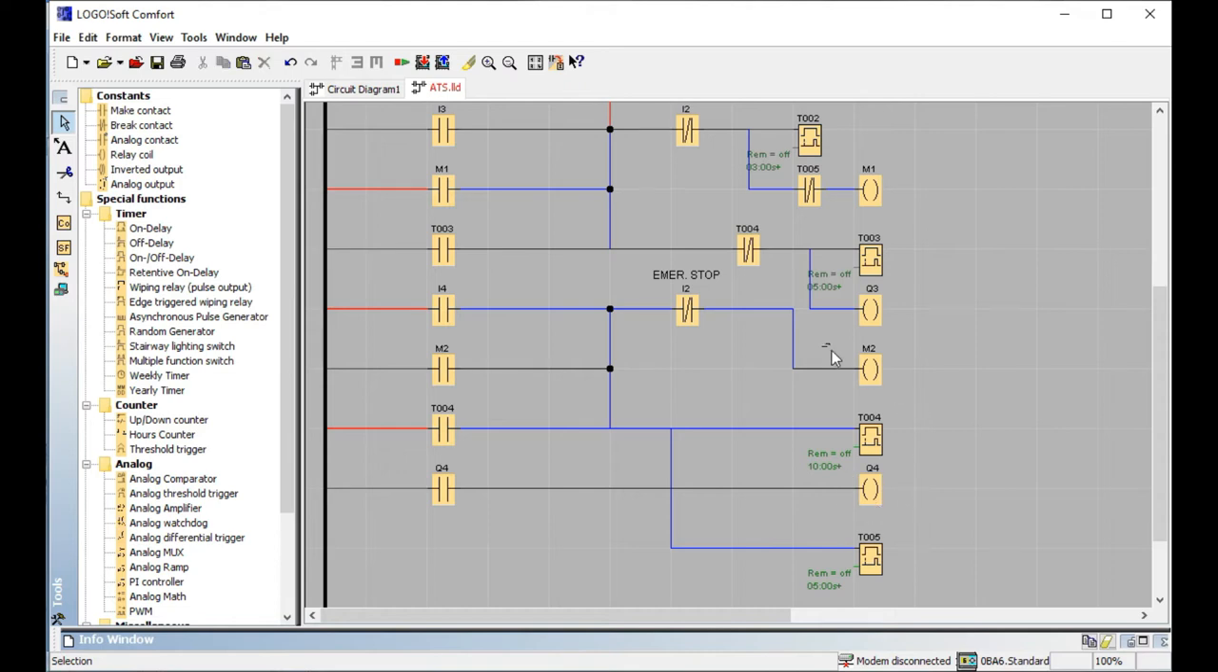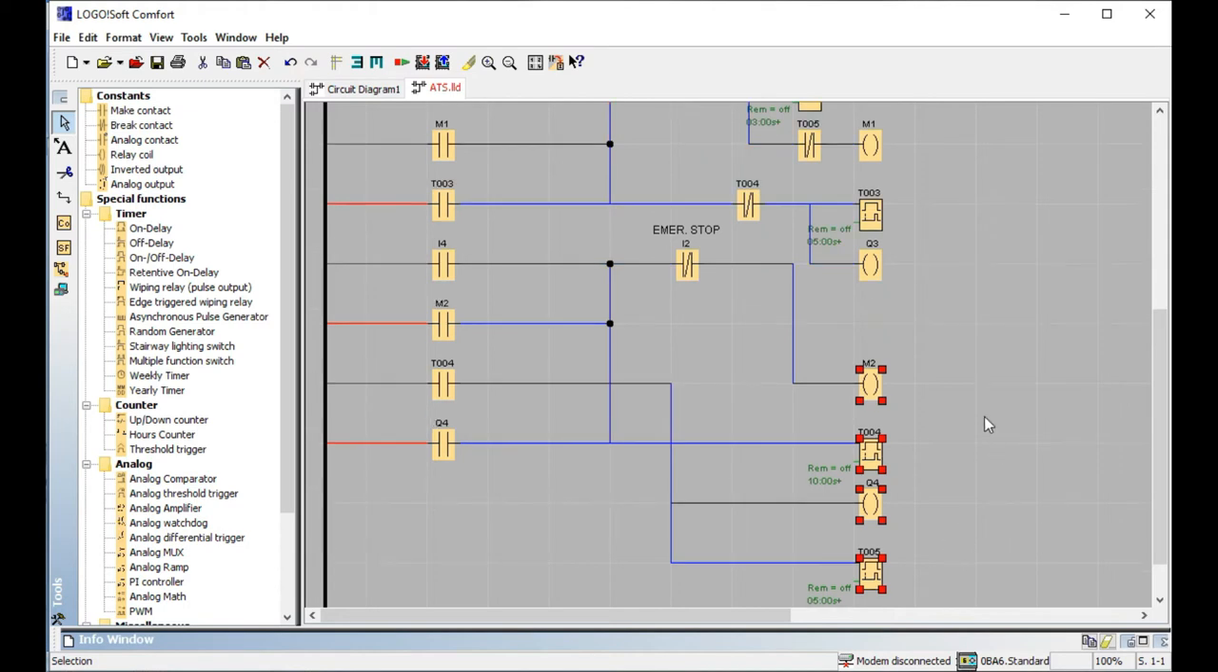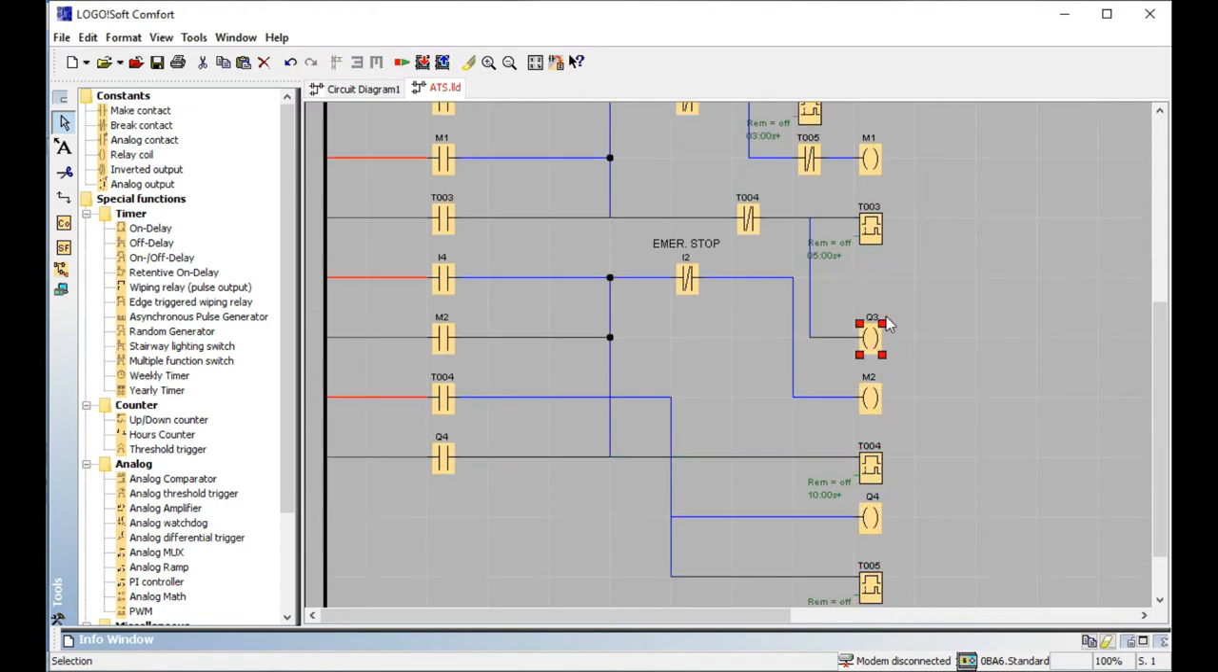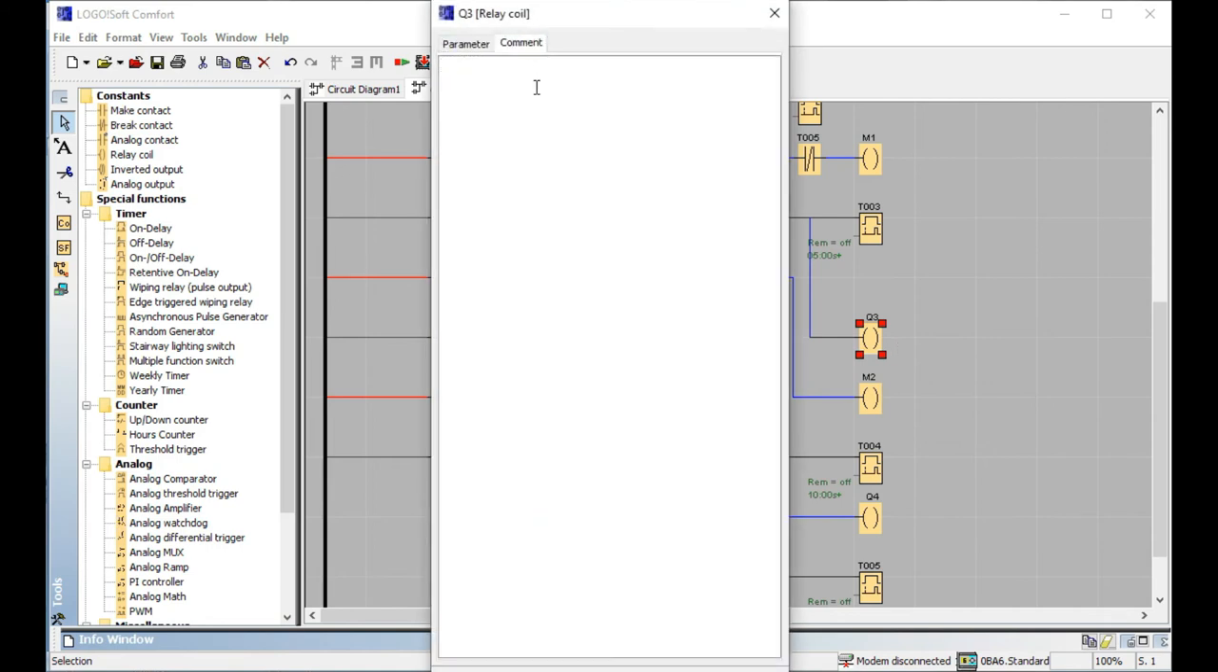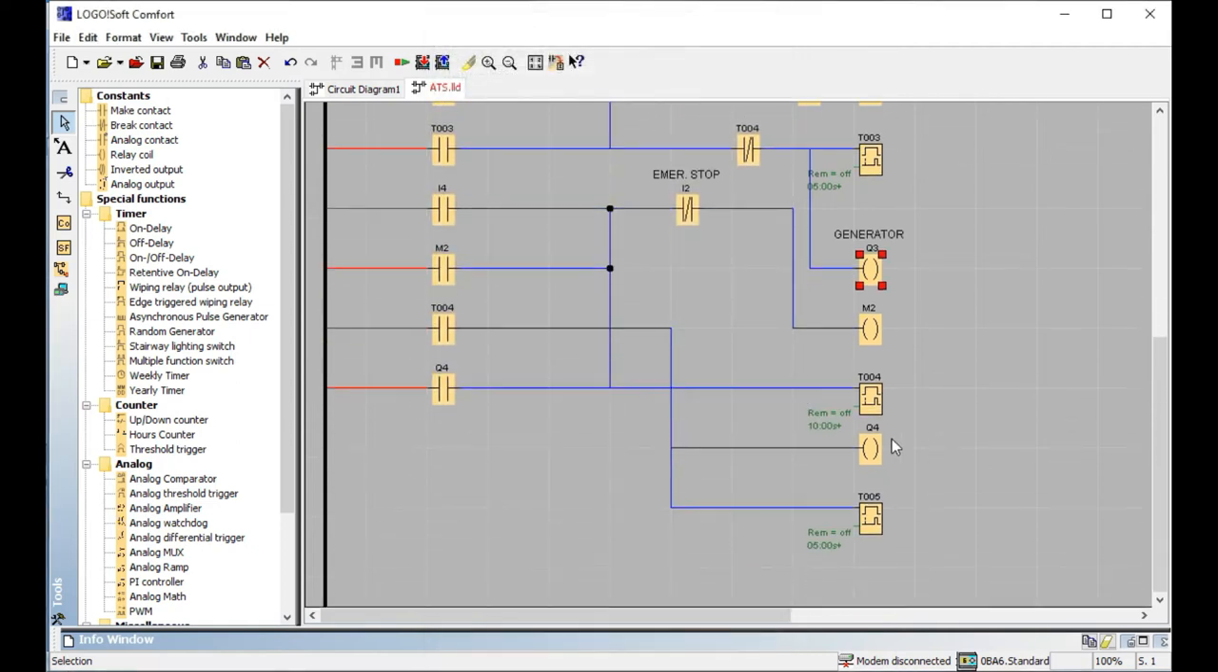So friends, I understand this. Write the comments. That is why I am writing in this video here. This is the generator. Okay, friends, this is the generator, and this is the PDB.